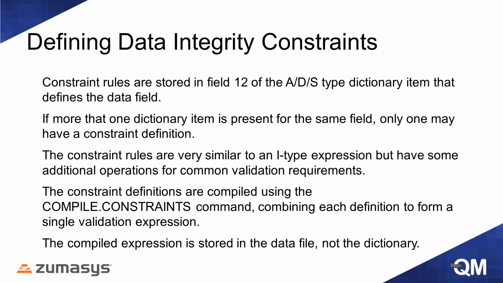So the constraint definitions are in the dictionary in field 12 of the data defining items. These are then compiled using a command called compile constraints, and that combines the whole set of constraint rules into a single validation expression that is then stored in the data file, not in the dictionary. By storing it in the data file rather than the dictionary, it is impossible to circumvent this, as the write mechanism always just takes the constraints within that file.